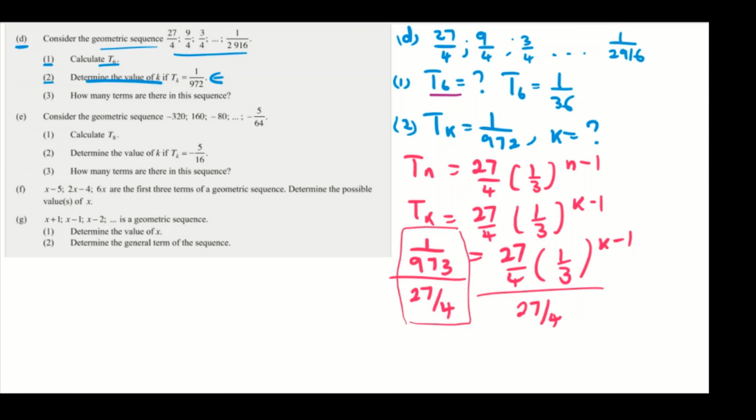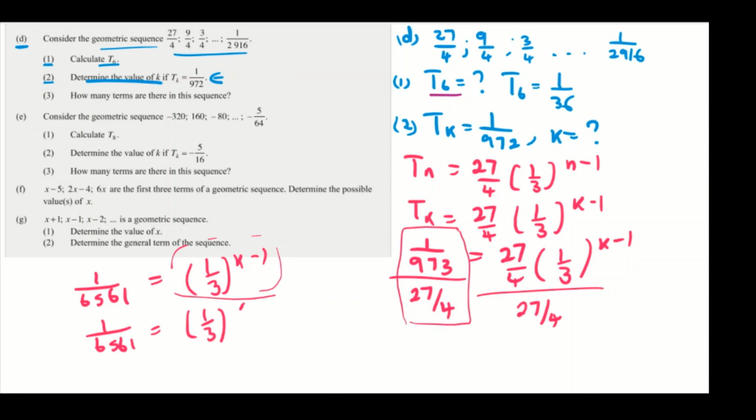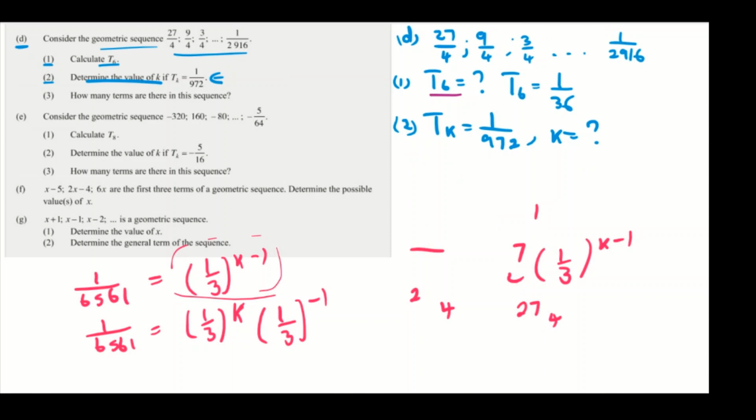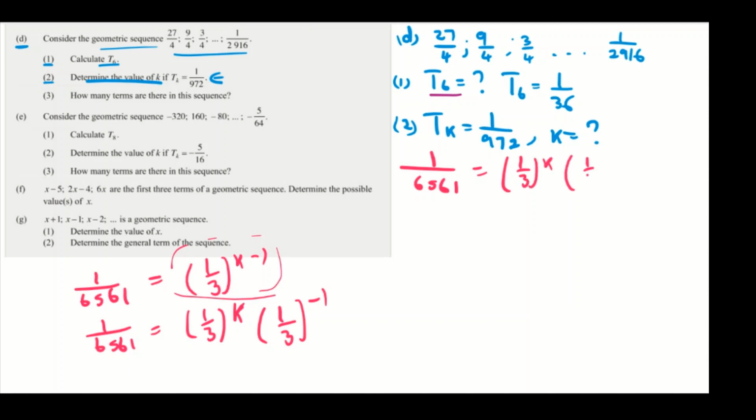Punch this into your calculator and then you should get an answer of 1 over 6561, right? And then we're just going to say equals 1 over 3 to the power of K minus 1. From here we're just going to expand this part, so it's 1 over 6561 is equal to 1 over 3 to the power of K times 1 over 3 to the power of minus 1, right? And then what you're going to do is divide. So we have 1 over 6561 equals 1 over 3 to the power of K times 1 over 3 to the power of minus 1.